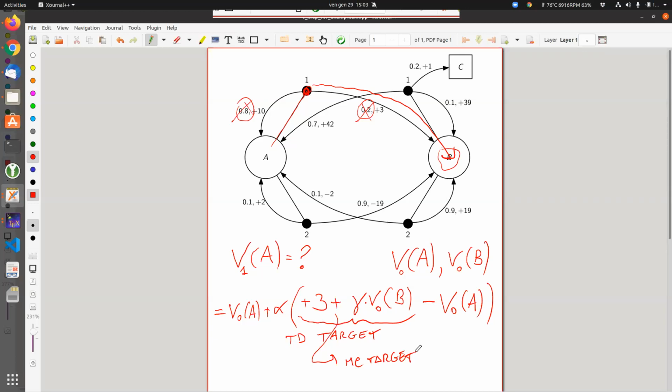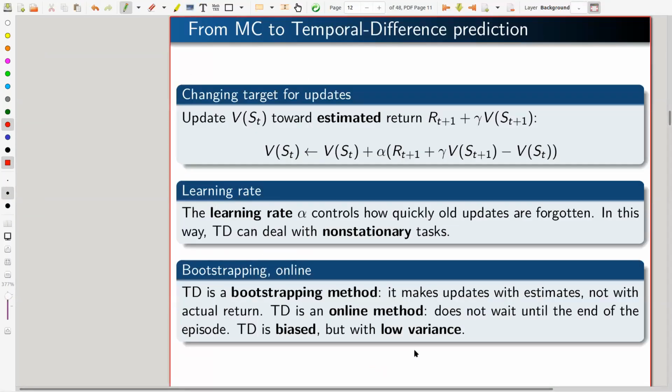Okay, welcome to the world of temporal difference prediction. So the temporal difference method is just this update rule. And as I was telling you during the Monte Carlo update rule, the learning rate has the same function: it just controls how quickly you are forgetting old updates.